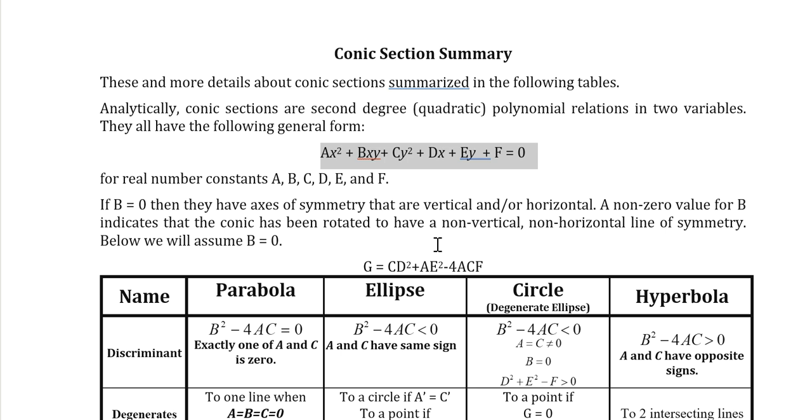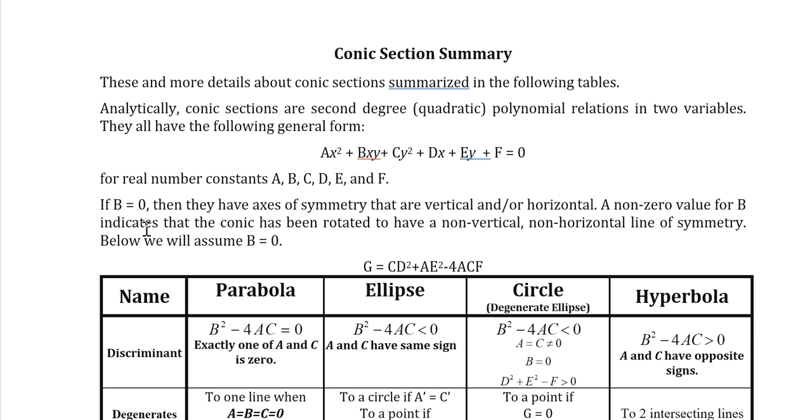Now, if b is 0, then they have axes of symmetry that are either vertical and/or horizontal. Ellipses and hyperbolas have two axes of symmetry. Circles have infinitely many. A parabola only has one. But there'll always be either a vertical or horizontal line for the parabola and both for the others.